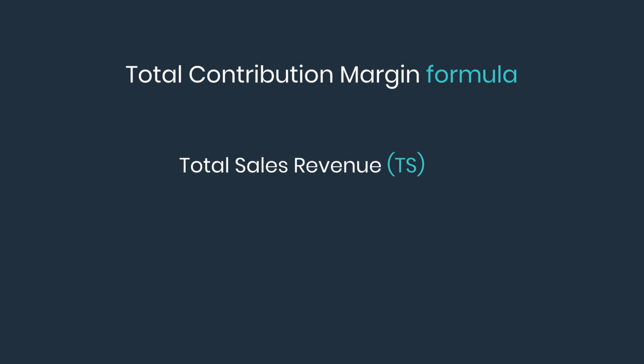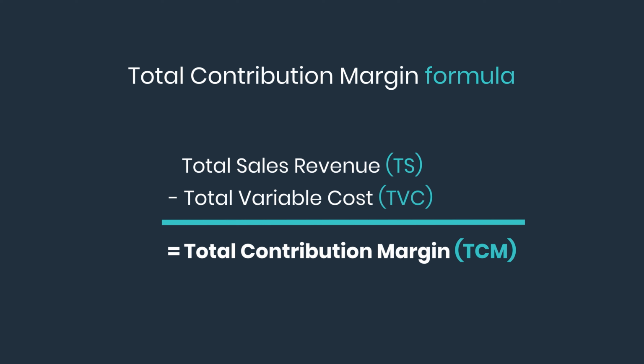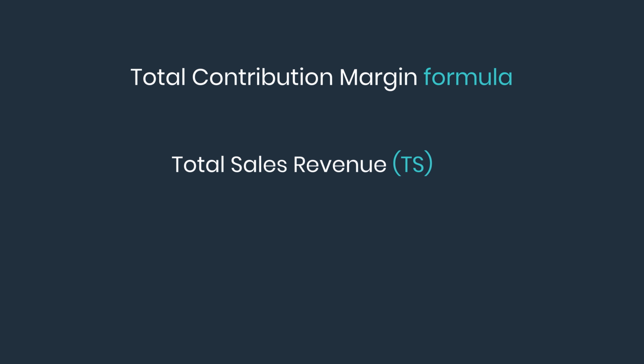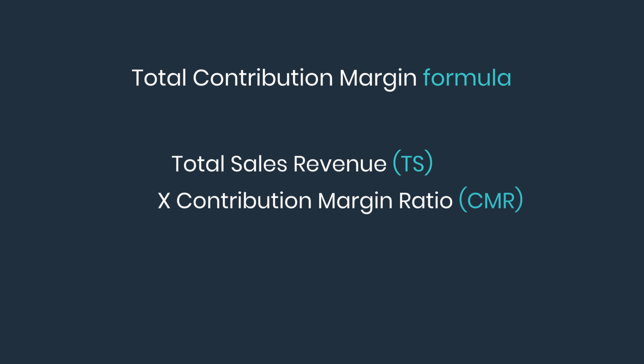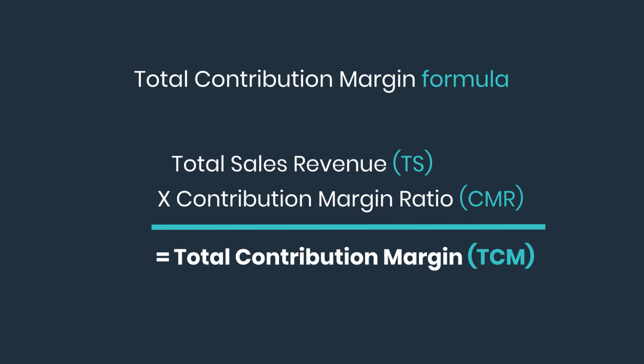There are two basic formulas for total contribution margin. The first formula is as follows: total sales revenue minus total variable cost equals total contribution margin. The second formula is as follows: total sales revenue multiplied by contribution margin ratio equals total contribution margin. Let's apply each of these formulas to the House of Coffee products.